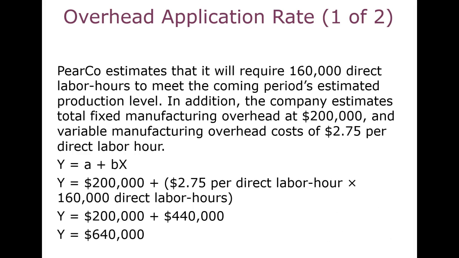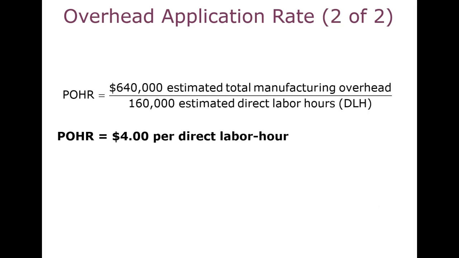This is the estimated cost. This is total fixed and variable cost for the period coming up, for the year coming up. Throw it into the formula we saw earlier. So we have $640,000 total overhead divided by the allocation direct labor hours amount, 160,000 hours. And so our predetermined overhead rate is $4 per direct labor hour.